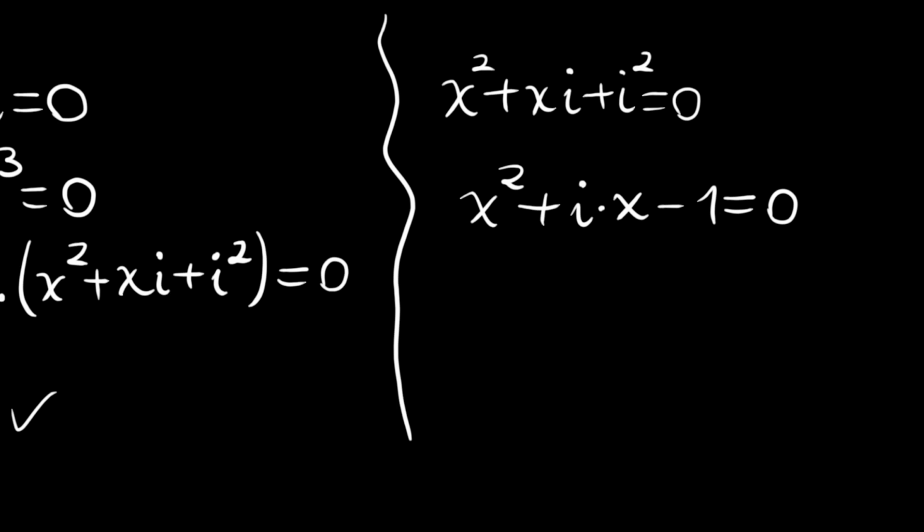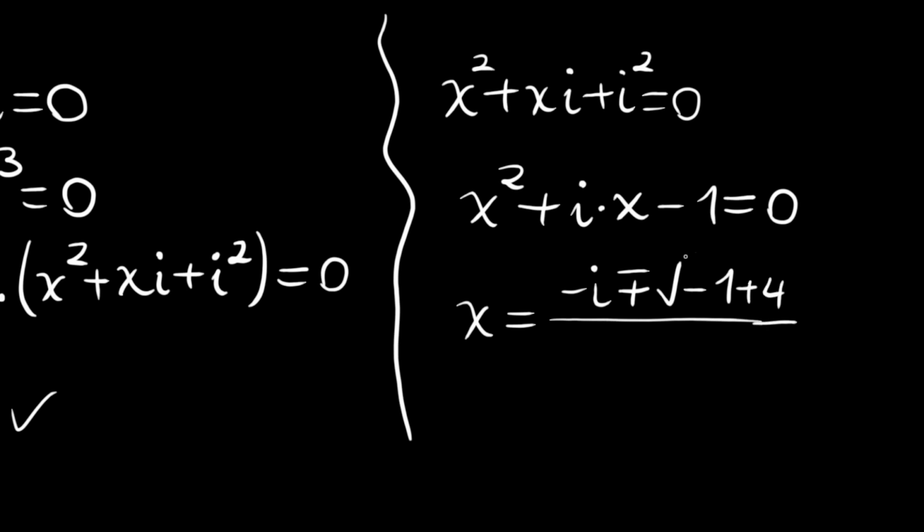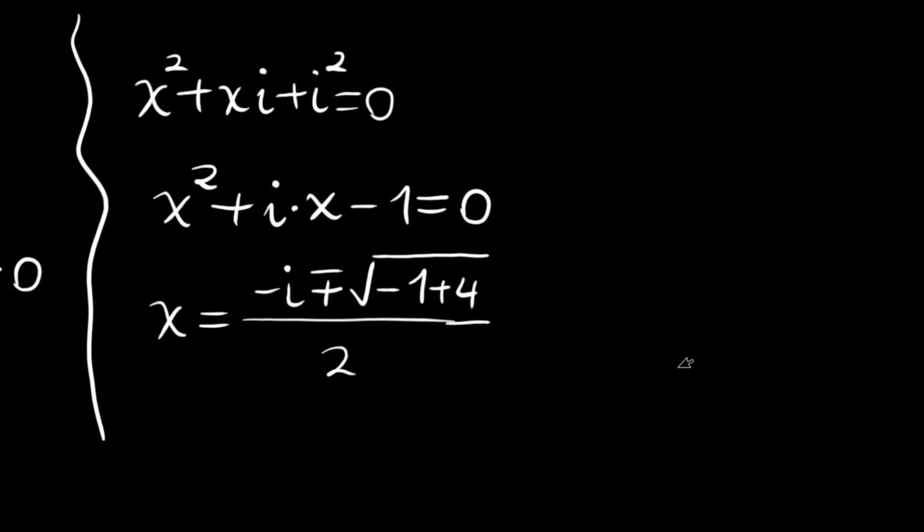We will solve this for x by the quadratic formula. x is equal to minus b, which becomes negative i, plus or minus the square root of i squared, this is -1, so -1 minus 4 times 1 times -1, which becomes plus 4, divided by 2 times 1, which is 2. So we will have x is equal to negative i plus or minus root 3, divided by 2.